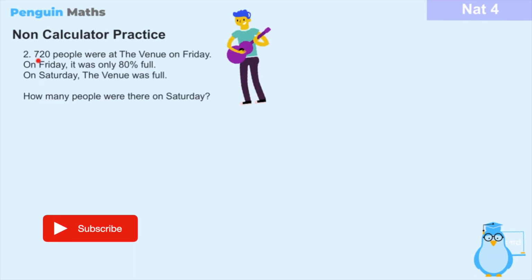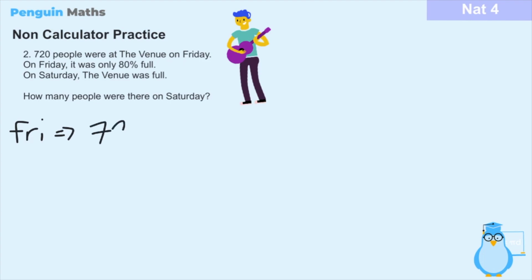We are told that 720 people were at the venue on Friday, so this must be some form of nightclub. And we are told that on Friday it was only 80% full, but on Saturday the venue was full. And we're asked to figure out how many people were there on Saturday. So we're given information on 2 days. We have Friday, which we know there was 720 people, so I'm just going to say 720p. And we knew then that was 80% full.